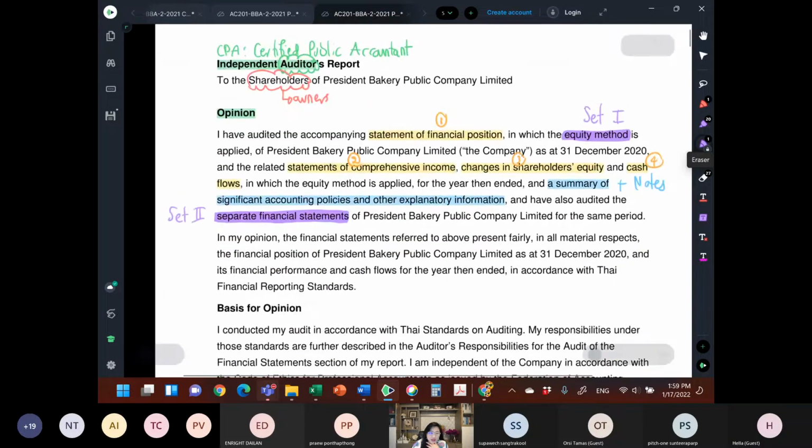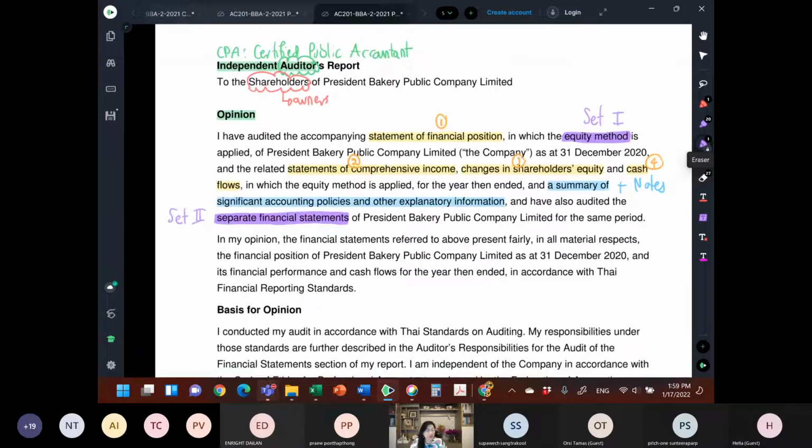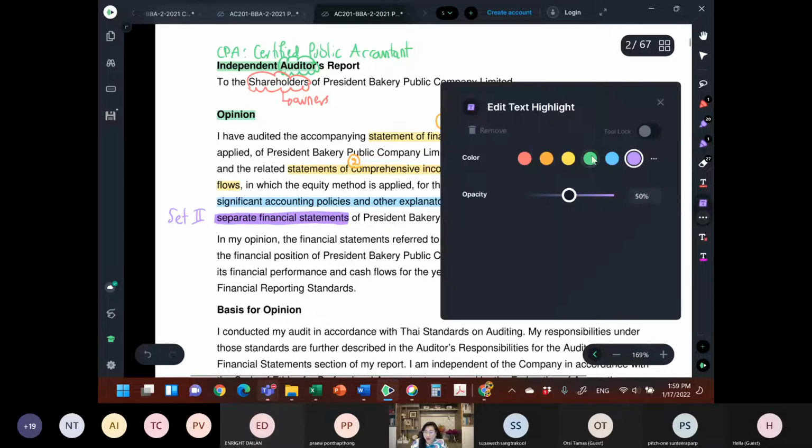Now you should understand what I mean by presenting two sets of financial statements. There are 4 financial statements altogether, together with a note. All right. Now the most important thing that you would have to read here is the opinion, right? Because this is the opinion paragraph.